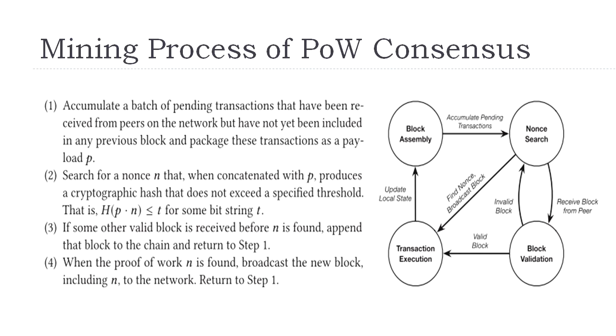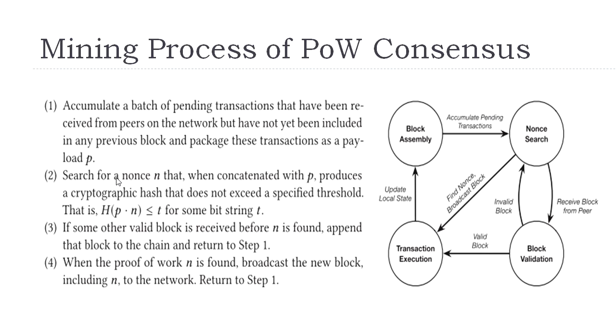For confirmation, once the block is created, then it is confirmed, and till that time you are supposed to wait. So first, you accumulate a batch of pending transactions that have been received from peers on the network but have not yet been included in any previous block, and package these transactions as a payload P. How will they pick? They will pick the transactions from the transaction pool randomly. You cannot assure that a particular transaction will certainly come into this block.